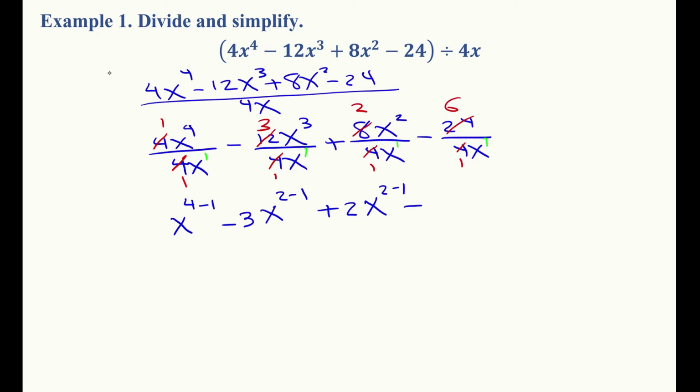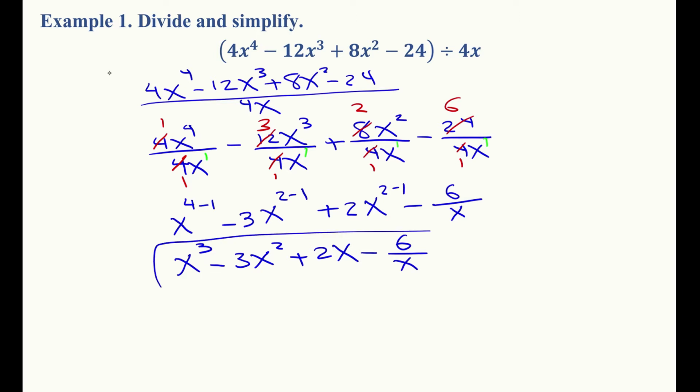Now be very careful with the next one, because that x is going to stay on the bottom there, in the denominator position. A common mistake is for students to write 6x instead of 6 over x. So next we get x cubed minus 3x squared plus 2x minus 6 over x. And there we have completed the division. And that would be our result.